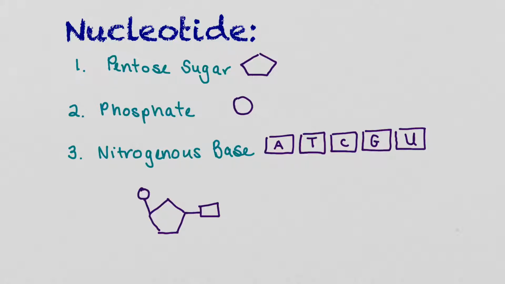And below here you can see when we combine all 3 of those components, the schematic sketch would be what you see just right here. So we represent a circle for the phosphate, pentagon for the pentose sugar, and then usually a rectangle with the letter inside of it for each of the nitrogenous bases.